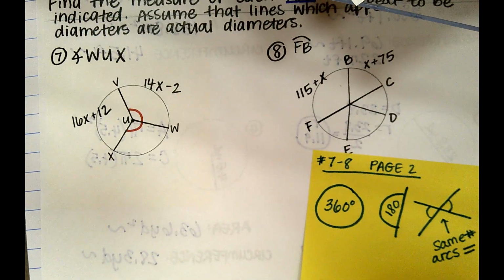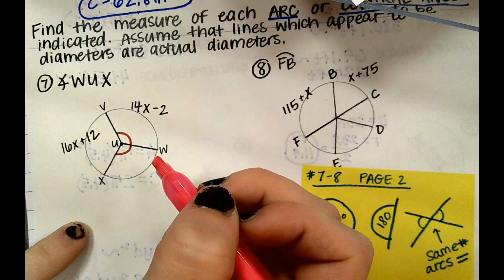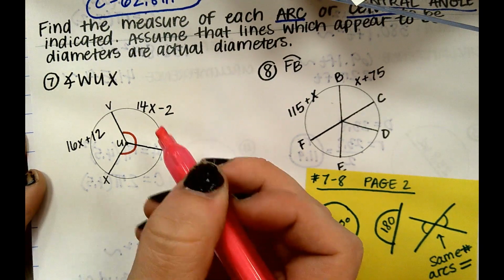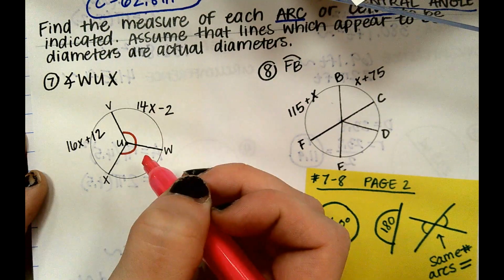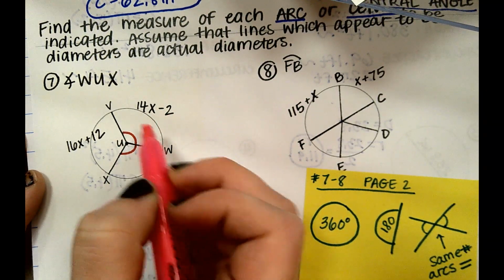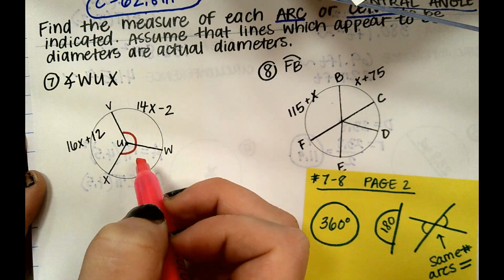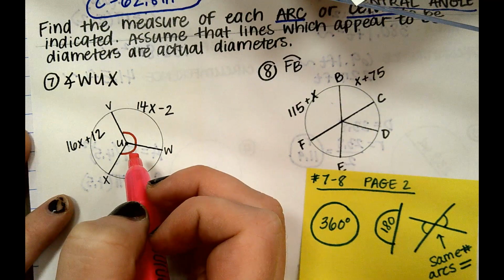And let's look at number 7. For number 7, we want to find the measure of the angle labeled WUX. So let's find that first. First thing you want to do is 2 and then parentheses 14x minus 2. Okay, so there is 14x minus 2 with a red arc on that angle. The other angle that is WUX that we want to find also has the same arc.